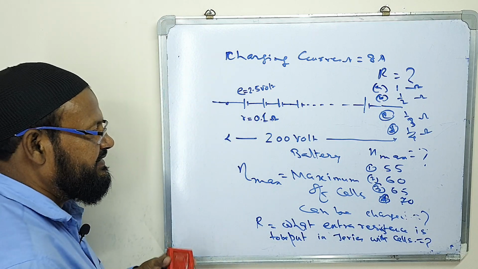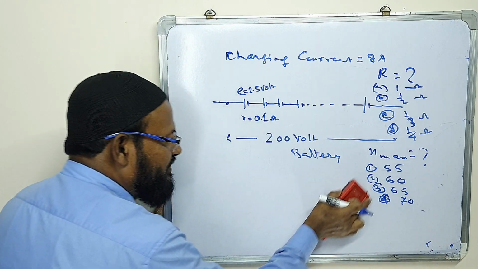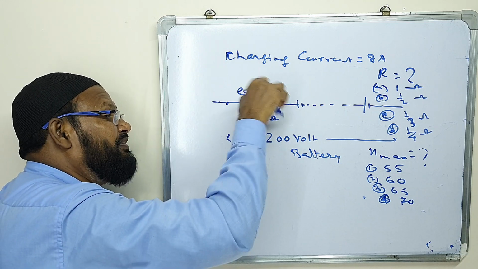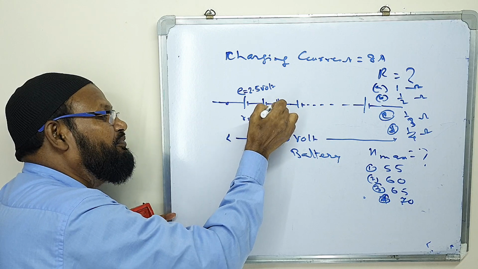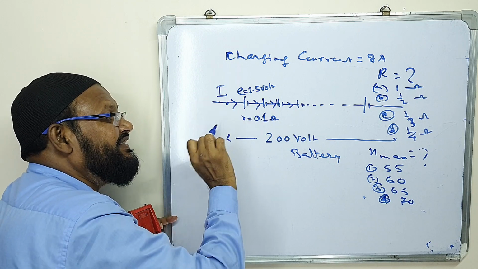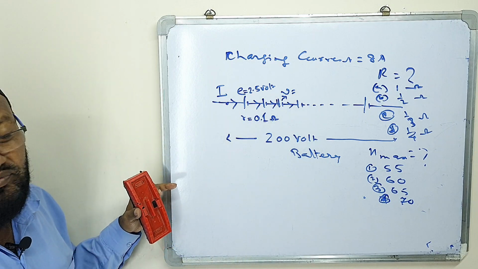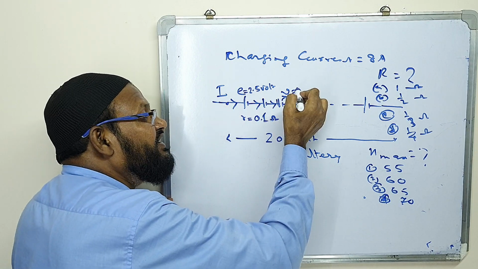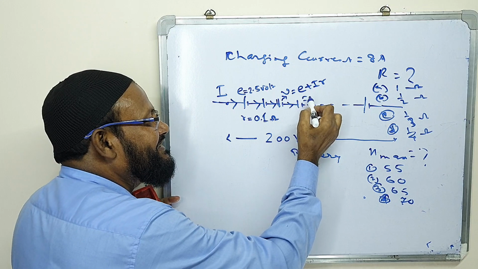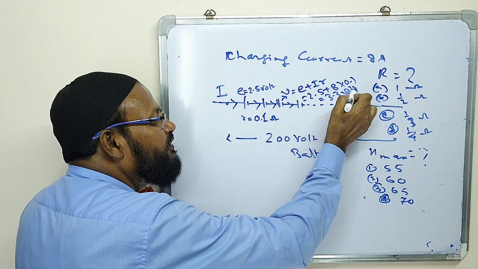These are the 2 questions. I am deleting this part, please be careful. Since these cells are being charged, the current will be sent in this direction. What is the potential difference across each cell? Here is important: the cells are being charged. What is the formula? E plus IR, not minus IR. Here E is 2.5, I is 8, and R is 0.1. This is 3.3 volt.